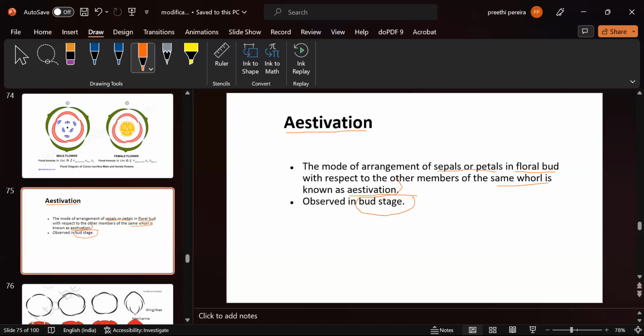Okay. So we are going to see how the calyx and corolla are arranged. How is their arrangement? That study is known as estivation.